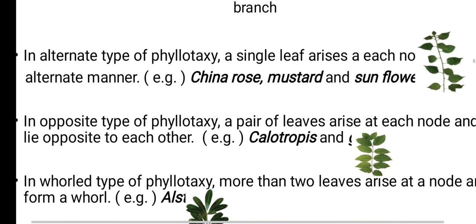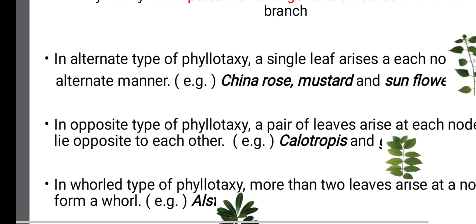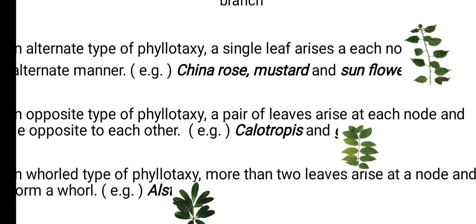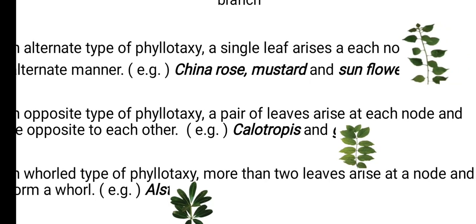What is meant by an alternate type of phyllotaxy? In this pattern, a single leaf arises at each node in an alternate manner. Look at this picture carefully. Here, you could easily see the way the leaves are branched out. They are in an alternate type. When there is a leaf at a particular node, the other leaf originates in a different direction and also at a different place on the stem. This type of phyllotaxy is known as alternate type. This type of phyllotaxy is found in plants like China rose, mustard and sunflower.